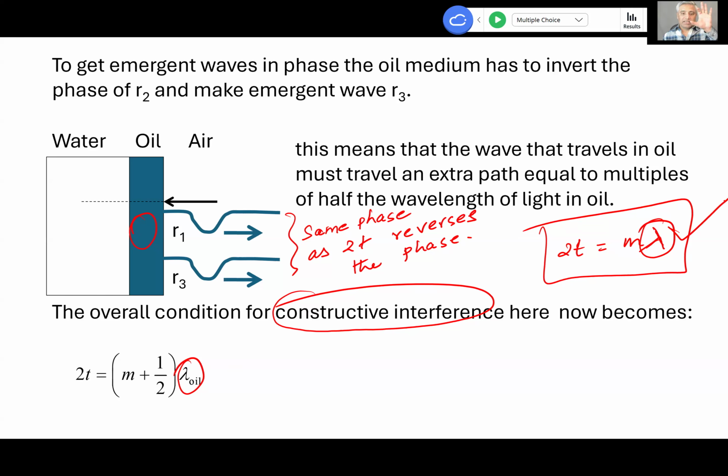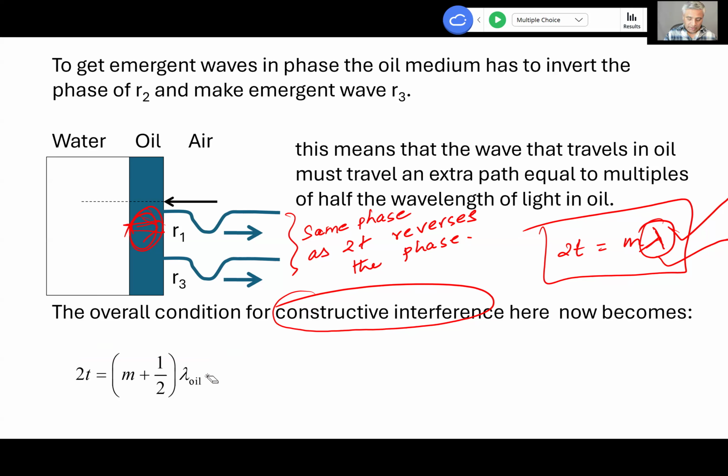When we had the two slit experiment, what happened? It just passed through two openings and there was just air everywhere, and near the screen, all air. So everything was happening in air. That's why we had this wavelength. But here, this path difference took place inside the oil. So because of that, when we write this formula, we need to write the wavelength in the oil.